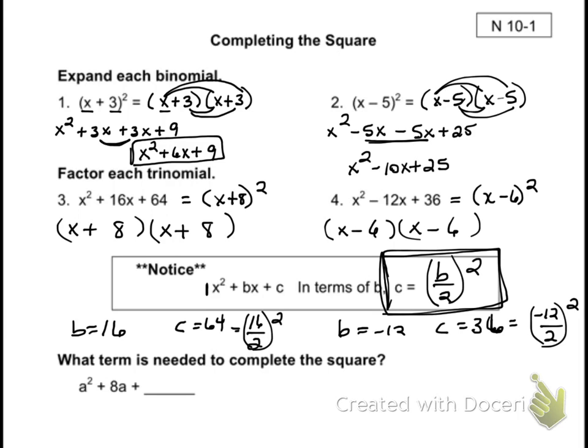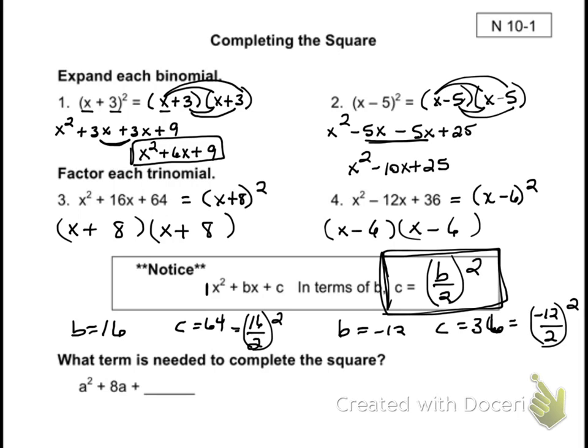So what term do we need to have to complete the square? And what we're going to do as we do this is we're going to force these things to factor as perfect square polynomials. And then that will allow us to solve using the square root method. And we're going to talk about that when I come back. Today we're just going to learn how to complete the square.